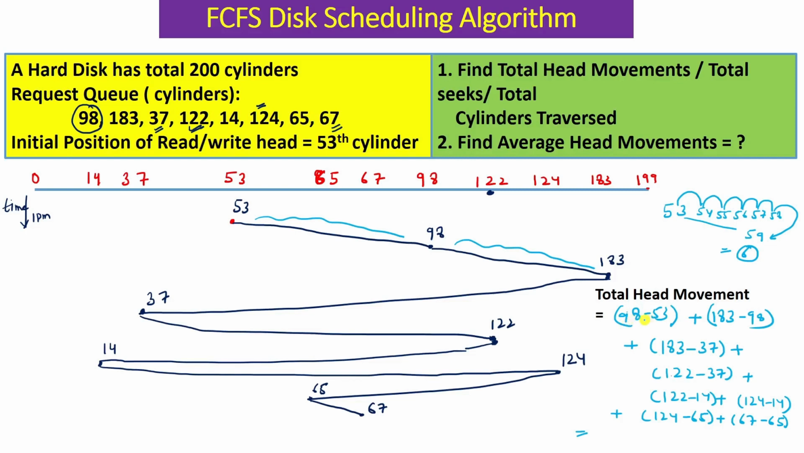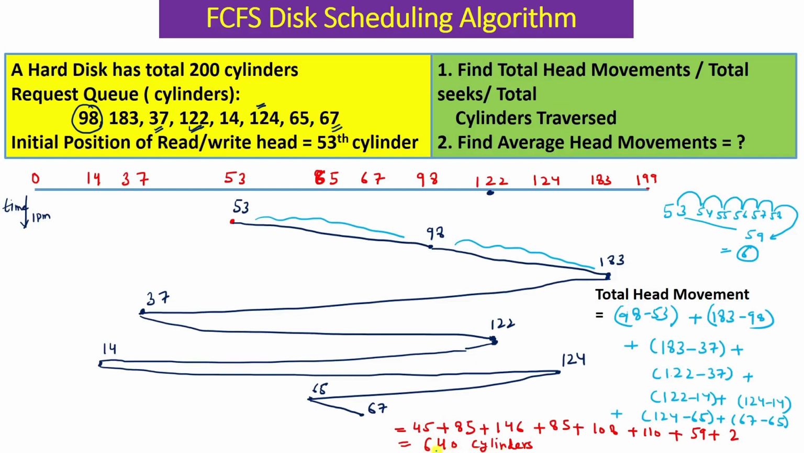Okay. You can subtract all these things. So after we add all these numbers, we get 640. Basically, 98 minus 53 is 45, 183 minus 98 is 85, 183 minus 37 is 146, and so on. When I sum up all these things, I got 640. This means the total number of head movements will be 640 cylinders.